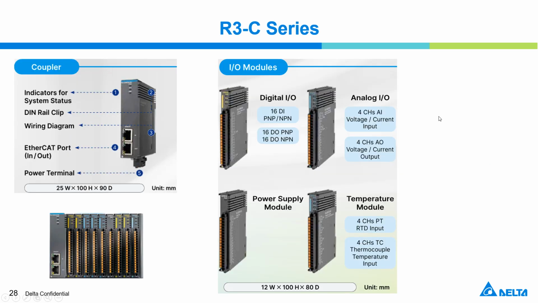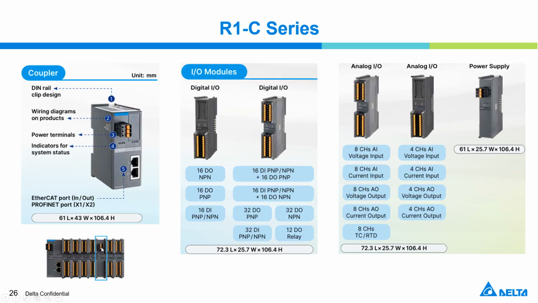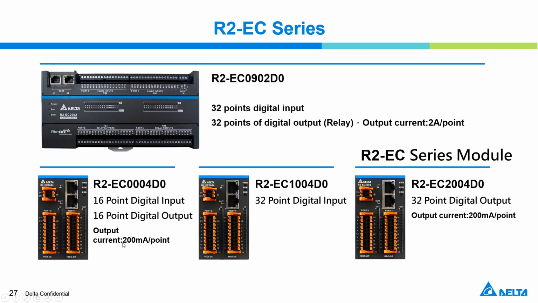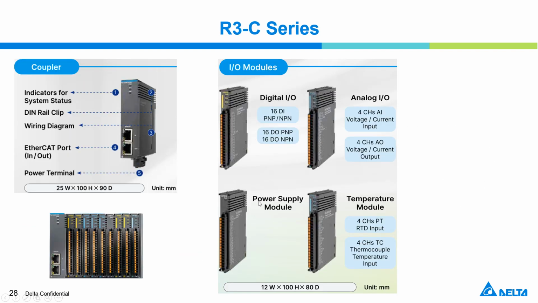Next is the R3-C series, and you can see here the left side is a coupler to supply the power to the communication, and it can also support the right extend to connect with I/O modules, DI, AIO, and it can also support the temperature module, and it has the power supply module. This one is just like I mentioned in the R1-C. If the right extend modules have the power limitation, you can add one power supply module to do the right extend to extend more I/O modules.